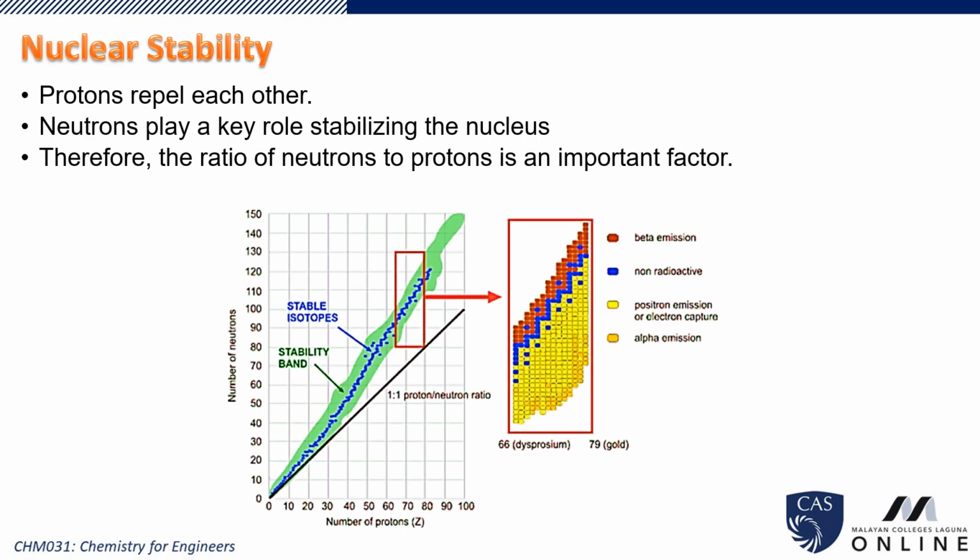The neutron to proton ratio determines the stability. If this ratio is too high or too low, the nucleus adjusts through decay processes such as beta decay or positron emission.